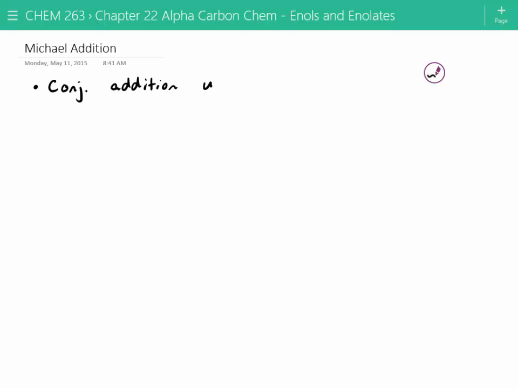Conjugate addition, where we use an enolate as a nucleophile. And I'll show you guys what I mean with this example.